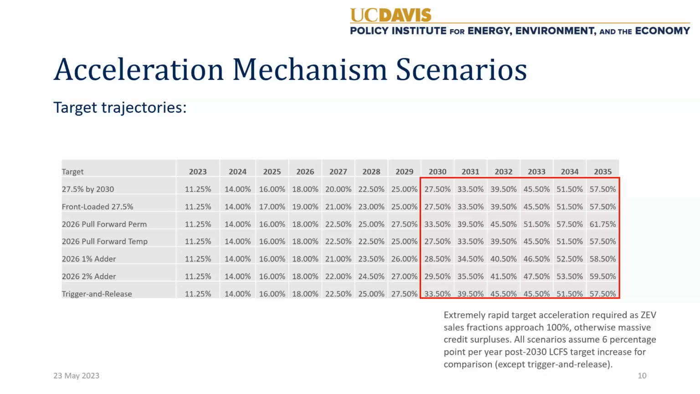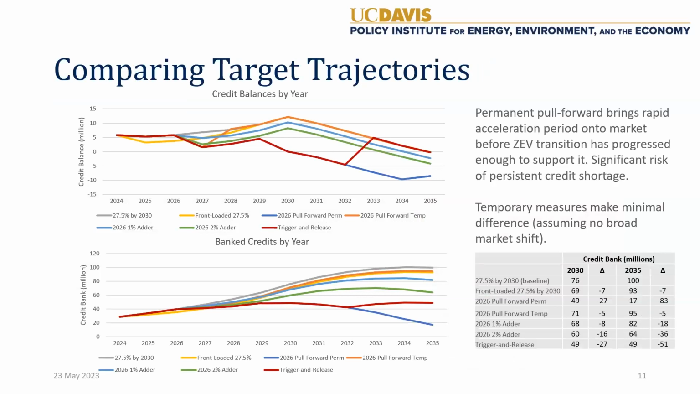So that phenomenon holds. We assumed a 6 percentage point target increase for every year after 2030, mainly so we could really look at the impacts in a vacuum and not really consider too much the long-run target implications. With the one exception of the trigger and release, the release mechanism actually happened in the 2030s. It's the only one where you had something other than a 6% per year target increase post-2030. Next slide, please. And so here are the results.